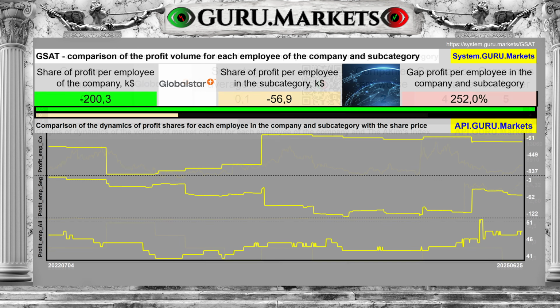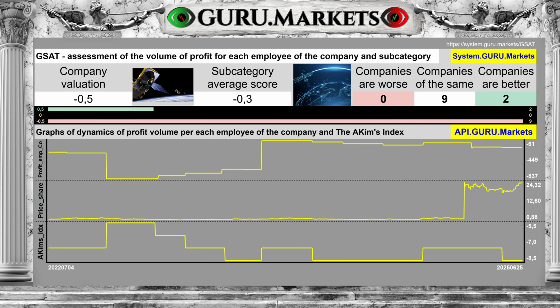The profit volume per employee is minus $200,300, with an average in the subcategory of minus $56,900. Evaluation of profit per employee in comparison with the indicators of companies in the subcategory: passable, minus 0.5 points.